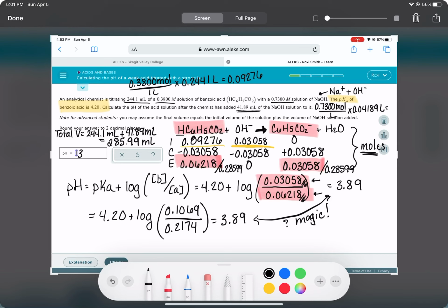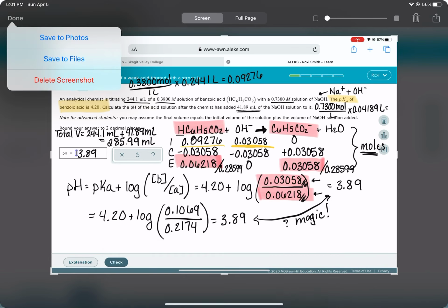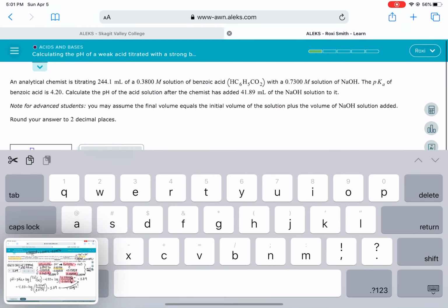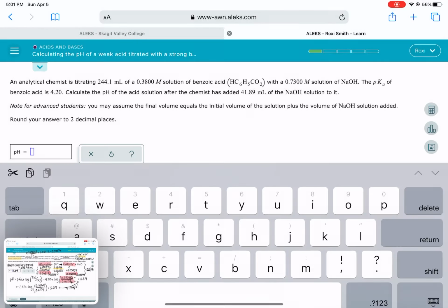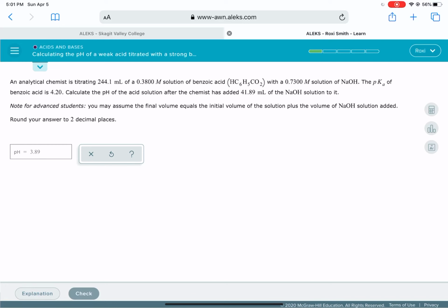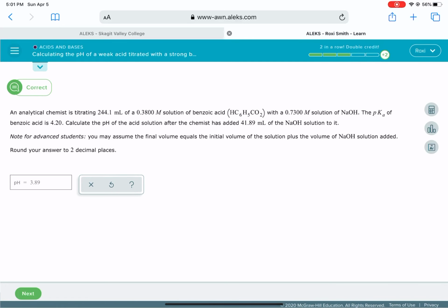So this pH is 3.89, and I'm going to put this into ALEKS and we'll see how I did. Thank goodness.